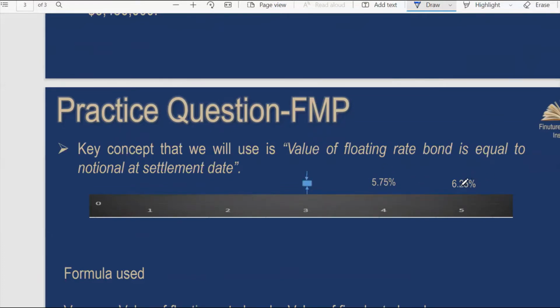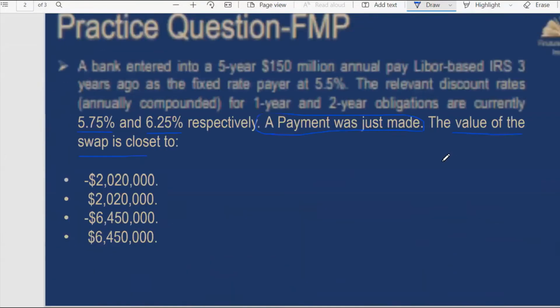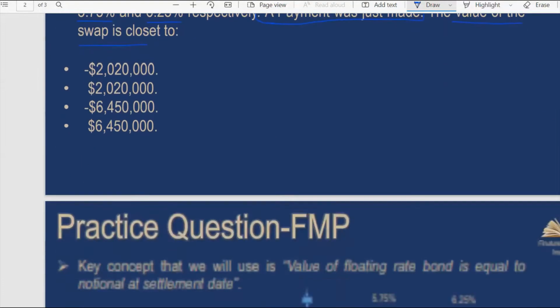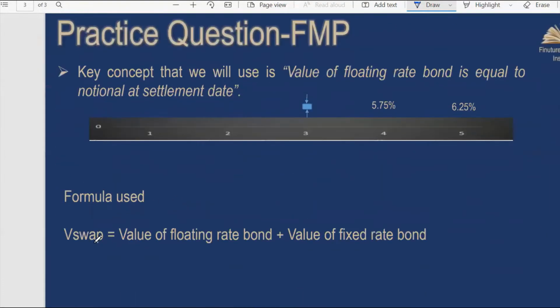And if you had to discount any cash flow from this point till the current time, the discount rate will be based on this rate. And as I said, if you have been given that payment was just made, in that case you have to use the formula. If the payment was just made, then the valuation of the swap will be equal to the value of the floating rate bond plus the value of the fixed rate bond.